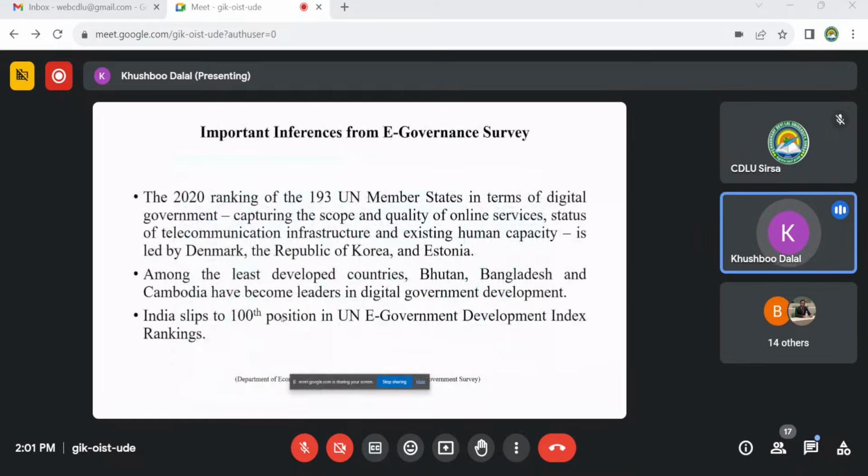Coming to inferences from e-governance survey, the 2020 ranking of the 193 UN member states in terms of digital government, capturing the scope and quality of online services, status of telecommunication infrastructure and existing human capacity, is led by Denmark, Republic of Korea and Estonia. Among the least developed countries, Bhutan, Bangladesh and Cambodia have become leaders in digital government development. India slips to 100th position in UN e-government development index rankings.